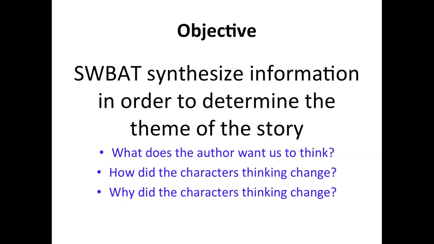All right, and then what happened that made the character's thinking change? What happened in the story that made the emperor's thinking change? Why did he stop thinking that the cloth that he got from the swindlers was a special cloth that nobody could see?